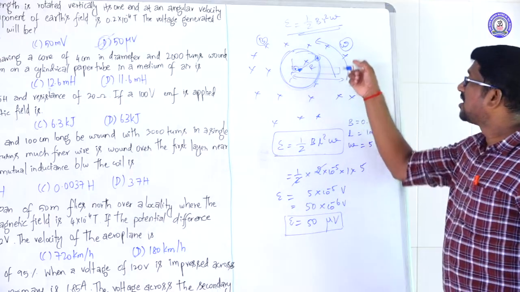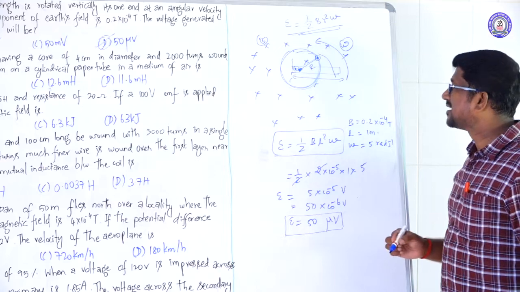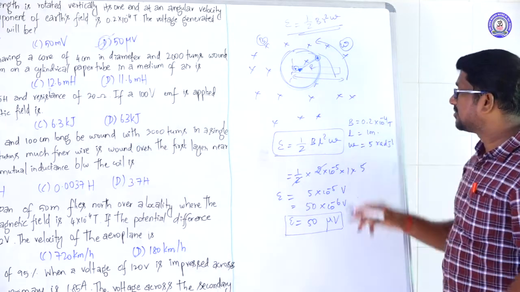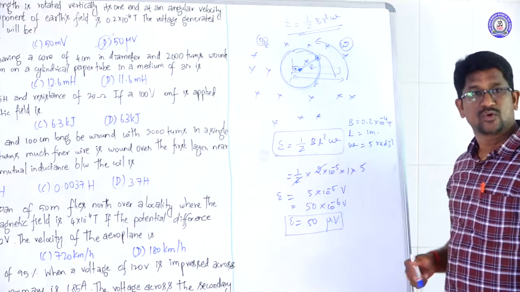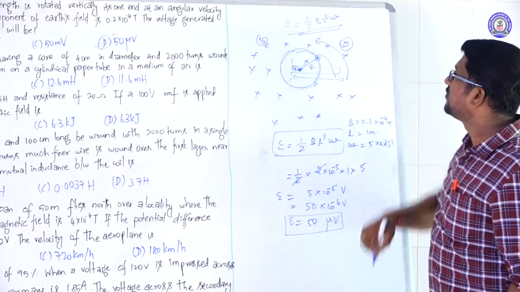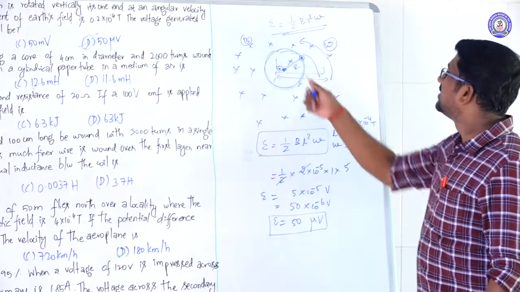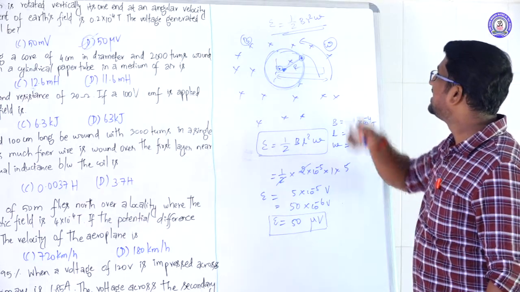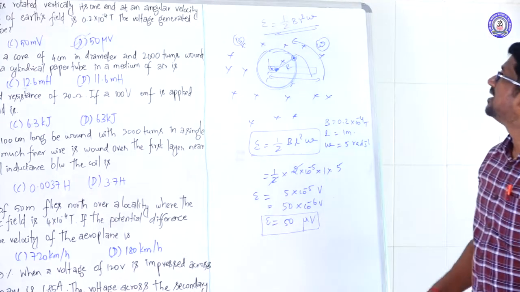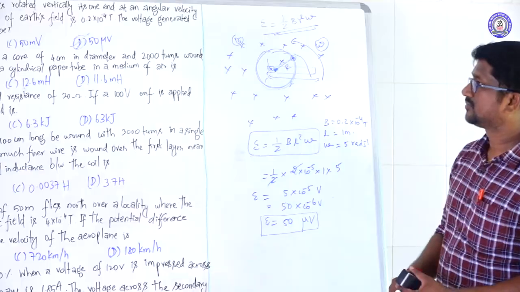If a uniform rod rotates with an angular velocity of omega in the uniform magnetic field, the EMF induced across the two ends of the rod is half B L square omega. If the disc is made to rotate in the uniform normal magnetic field, the EMF induced between the center and the edge of the disc is given by E is equal to half B R square into omega, where R is the radius of the circular disc.